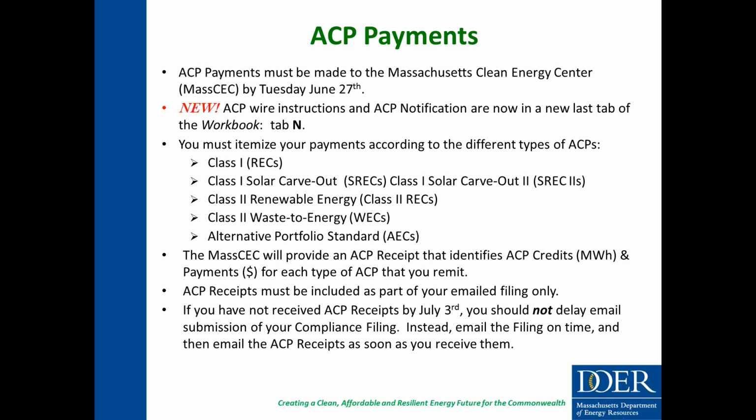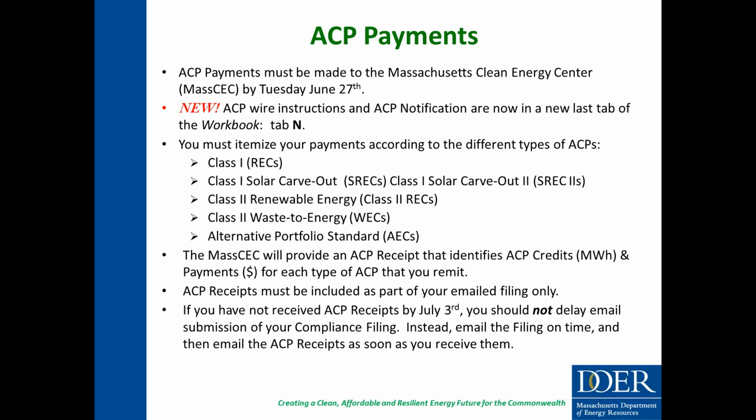And note that there's a new tab in the workbook at the very end called tab N for notification. That tab provides instructions for wire transfers of ACPs to the Mass CEC, and it also provides the notification form for the CEC. It used to be that you'd have to go through additional steps in this ACP process, but now we've simplified it by taking this notification function into our workbook, and it'll show you how much, based on an earlier tab in the workbook.